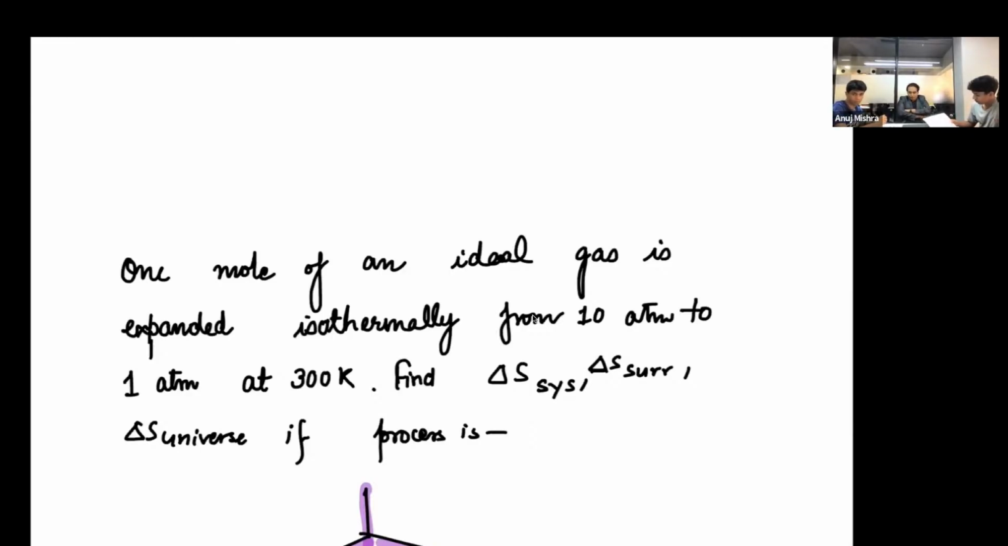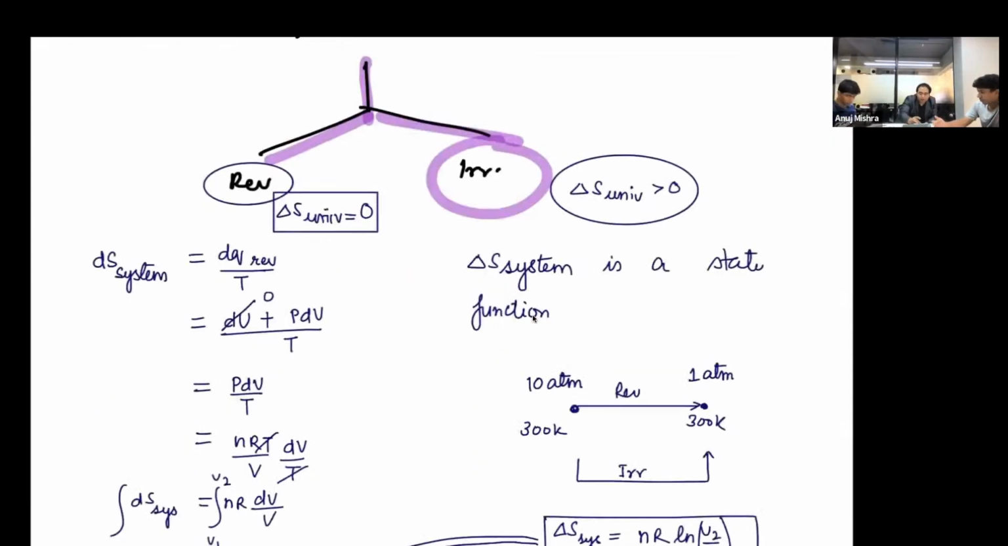R ln10 is delta S system. What is delta S surrounding? Minus R ln10. What is delta S universe? 0. So पहला आप देख लो solution.